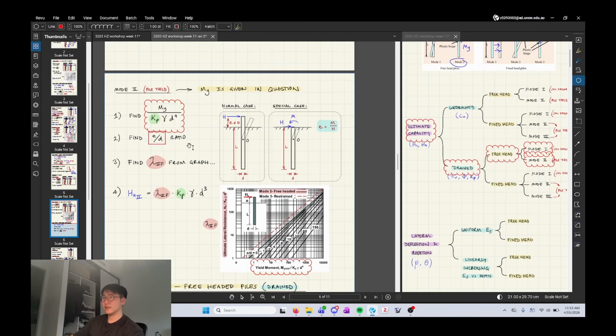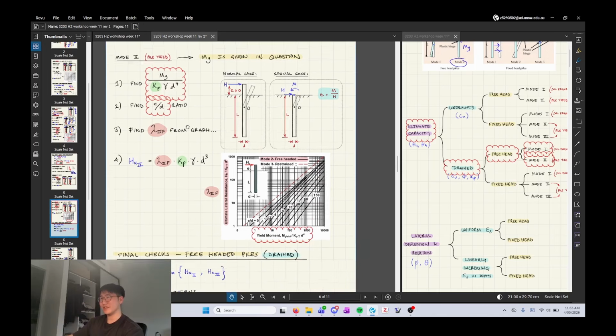You find the eccentricity to diameter ratio, which gives you the black line. And then you can find lambda from this graph. So I actually made up this notation because they don't have this in the booklet. It's stupid.